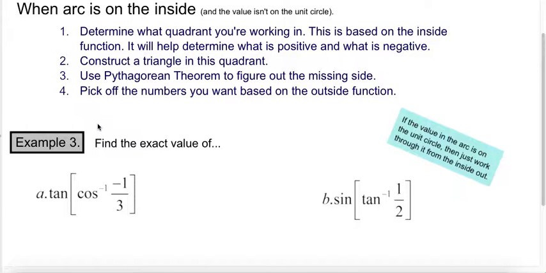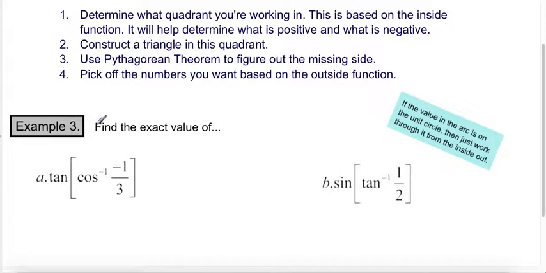So the first step up here says determine what quadrant you're working in. And this is based on the inside function. It will help determine what is positive and what is negative. When we're talking about cosine in reference to its inverse, we need to remember that we restricted the domain of cosine to 0 to pi, right? Because in order to have an inverse, it needed to be a one-to-one function. So in order to do that, we restricted the domain.